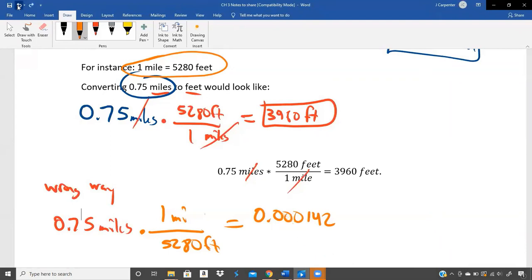But here's another way we can tell that it's wrong. Let's actually pay attention to the units. Now, in the proper way, we had miles in the top and miles in the bottom. Anything top and bottom cancels. That's not the case here. These miles are both in the top.